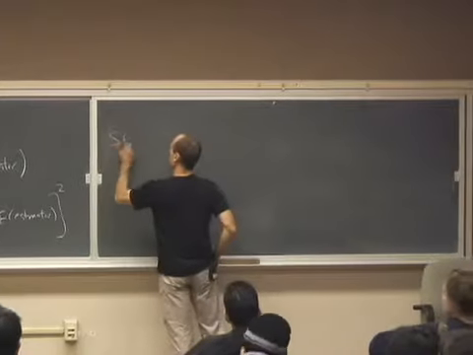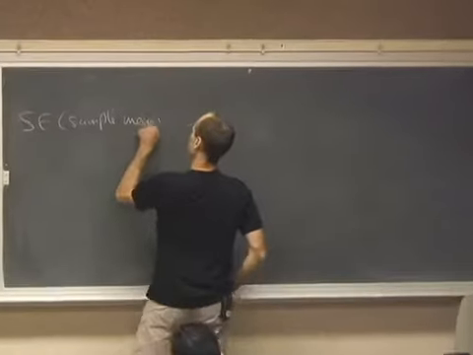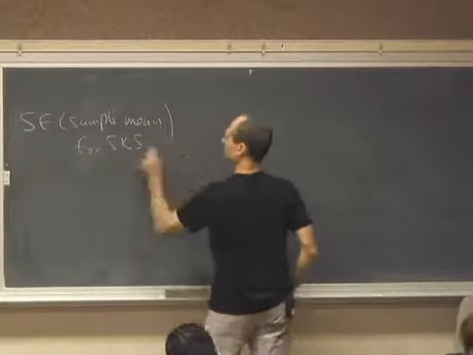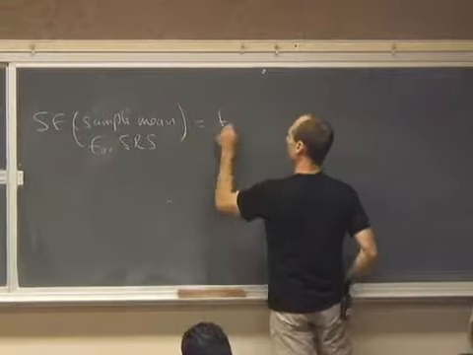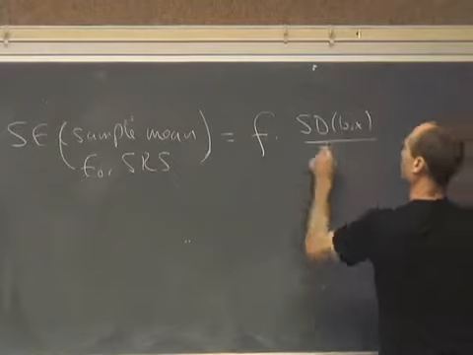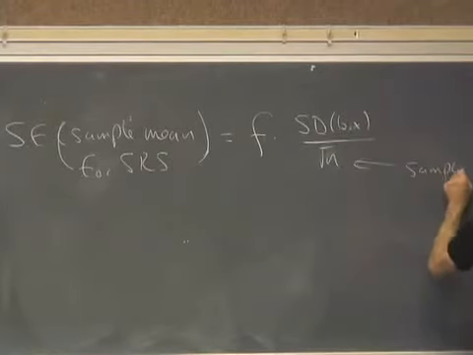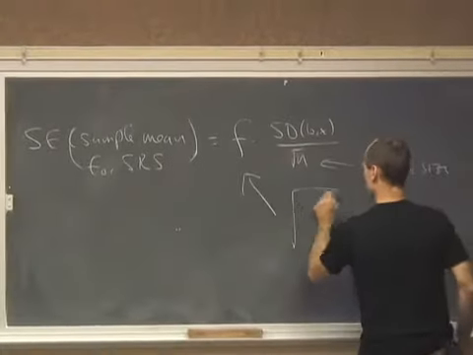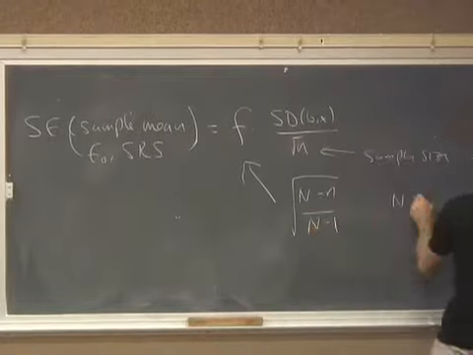Yep. So SE of the sample mean for a simple random sample is equal to the finite population correction f times the SD of the box over root n, where n is the sample size, and f is the square root of (N minus n) over (N minus 1), where N is the population size.